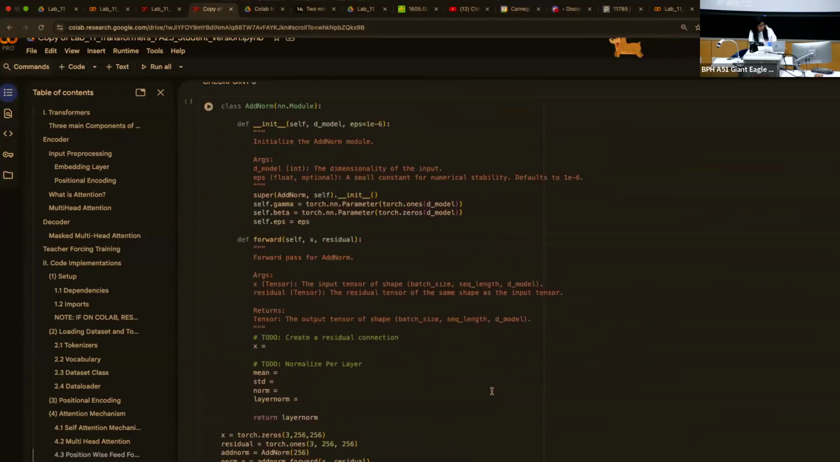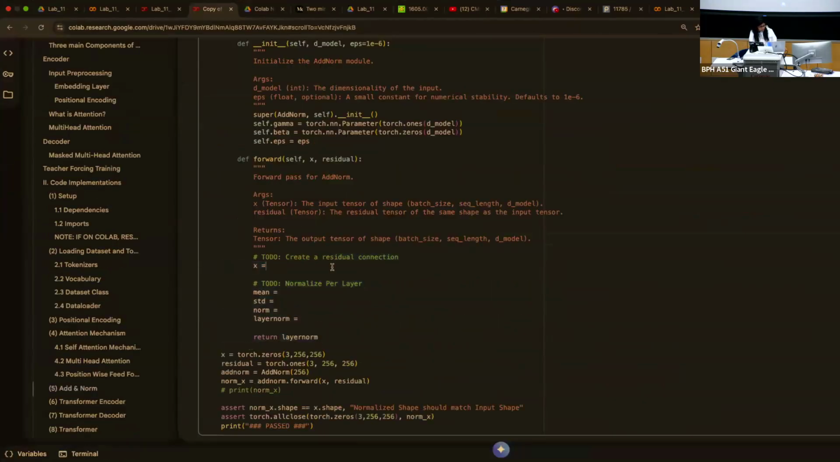Okay, so here we just need to create a residual connection, and we need to normalize per layer. We have talked about this a lot of times during lectures and during this lab as well, that we need these residual connections so that our training is more stable and our gradients are not lost.